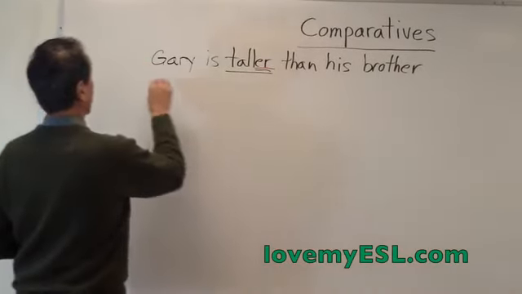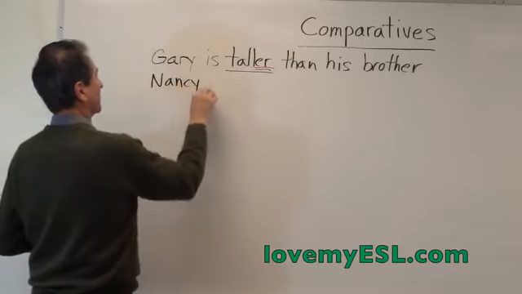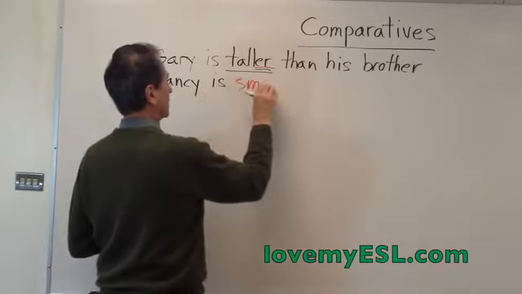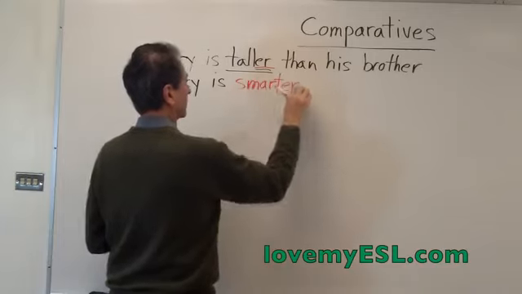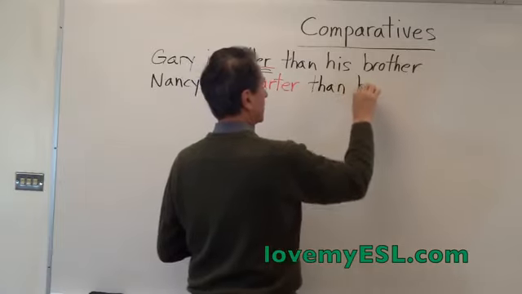The second example, Nancy is smarter than her sister. Nancy is, I think I'm going to put this in red, smarter than her sister. Now, I want you to look here.